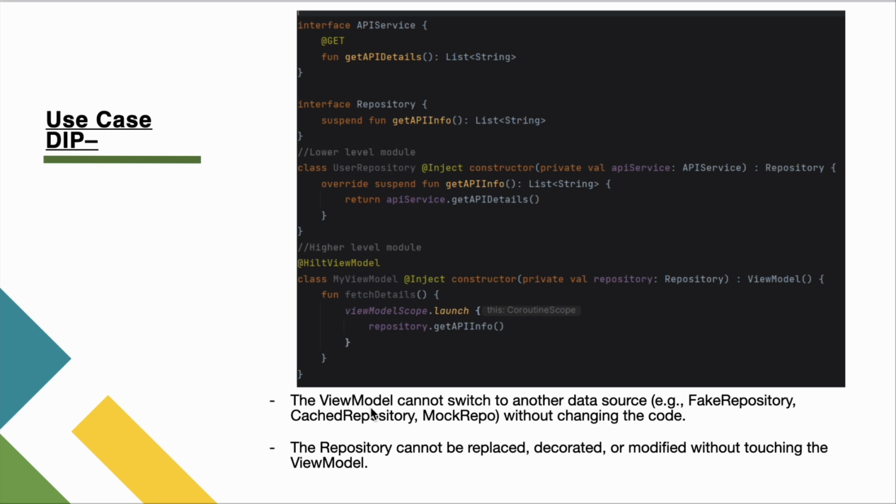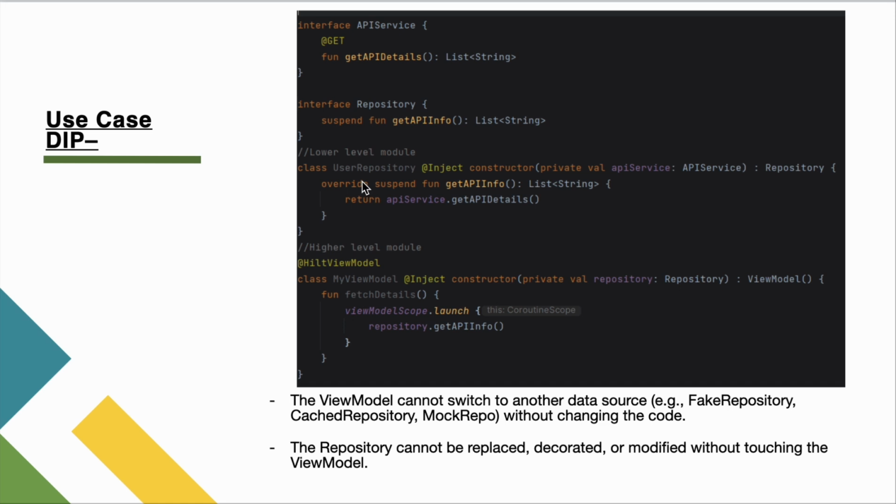So the view model basically cannot switch to another data source like fake repository or cached repository or mock repository without changing the code, because I am directly injecting the user repository in the constructor of my view model class, and the repository cannot be replaced, decorated or modified without touching the view model class. So both of them are depending on each other. The high level module is completely depending on the low level module.